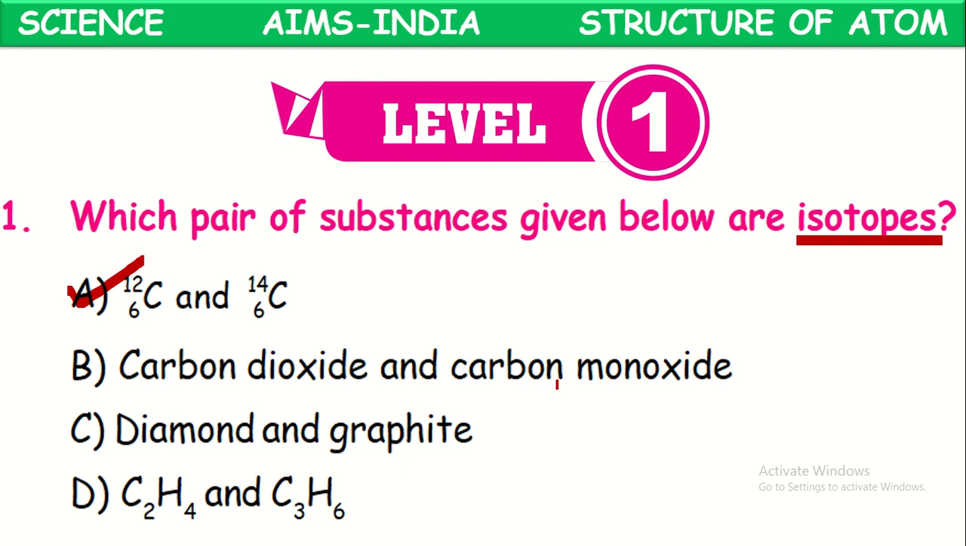So these two are called isotopes. Carbon dioxide and carbon monoxide are not isotopes. They are oxides of the same element, carbon, but not isotopes. Graphite and diamond are allotropes of carbon, meaning they are forms of an element which differ in physical properties but are chemically the same. Those two are allotropes, and these are different compounds of carbon. So only these two are isotopes of carbon.